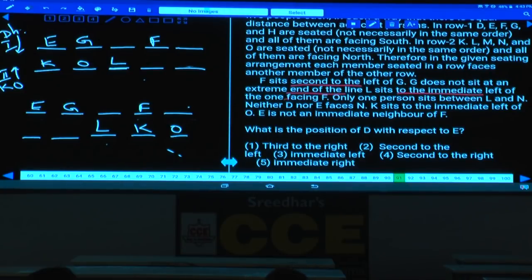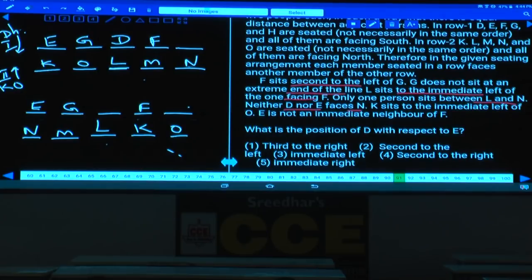Only one person sits between L and N. Then who is the person left over here? K, L, M, N, O, so M will be at this place. Then only one person between L and N, and neither D nor E faces N, here also neither D nor E faces N. Hence D will be at this place.